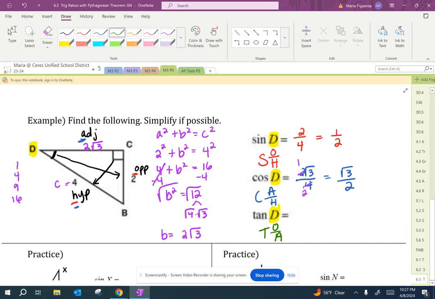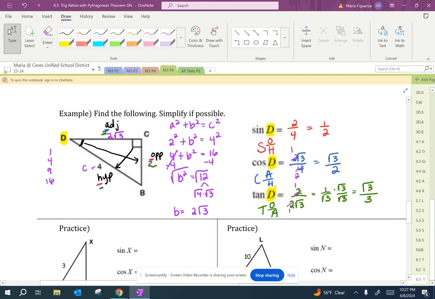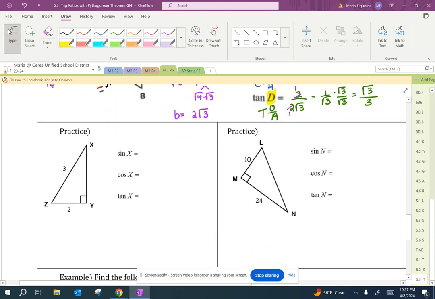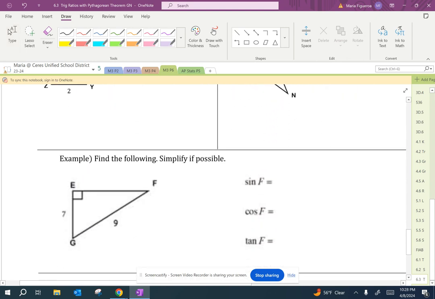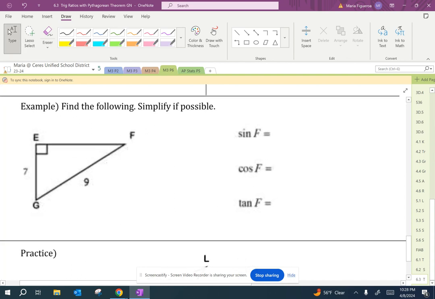Then my tangent is TOA, so that would be O over A. So 2 over 2 root 3. And again, the 2 goes into itself once. So then this simplifies down to 1 over root 3. And then we rationalize it by multiplying top and bottom by root 3. So I would get root 3 over 3 as my solution for that one. Okay. All right, you guys can go ahead and do the practice problems on your own. And then we're going to go ahead and do the next example here.